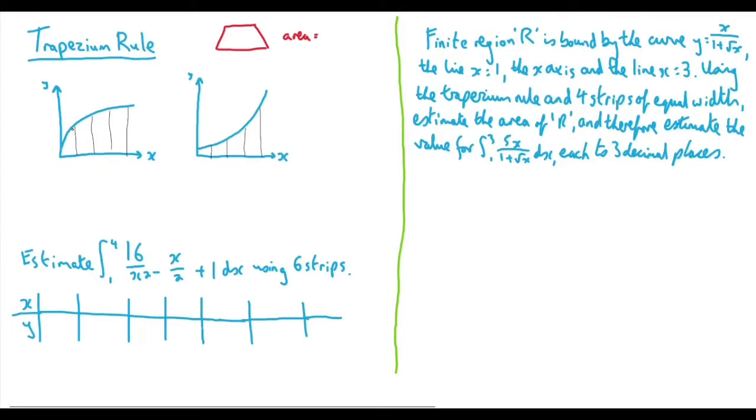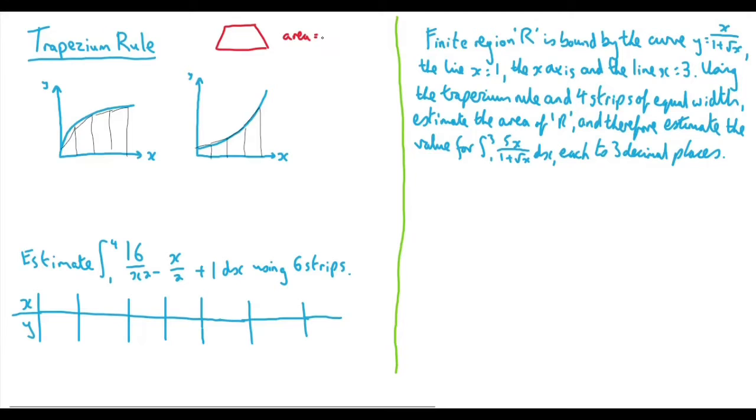If we were to then join up the corners of these lines, like so, what you would end up with is a set of trapeziums. And because of this, we're now going to call this method the trapezium rule, splitting up the areas under curves into trapeziums for which we can work out the areas individually and add them up together.